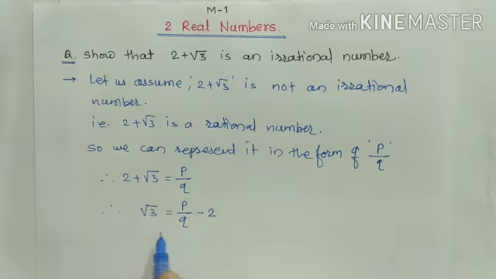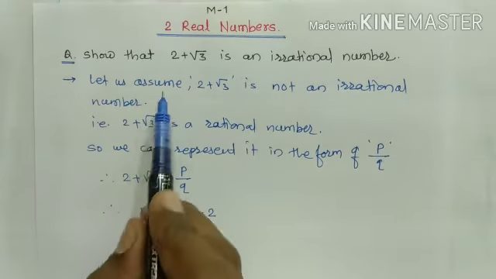It means that a contradiction occurs. That's why our assumption is wrong.